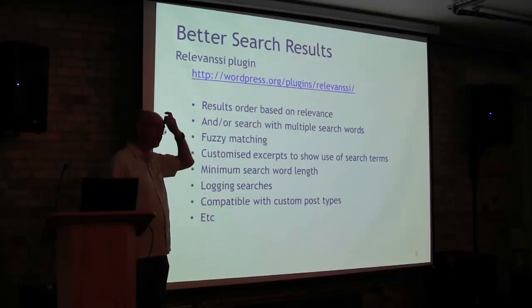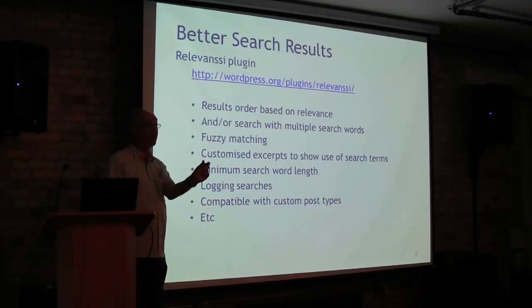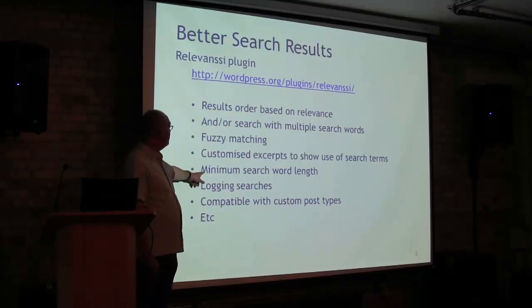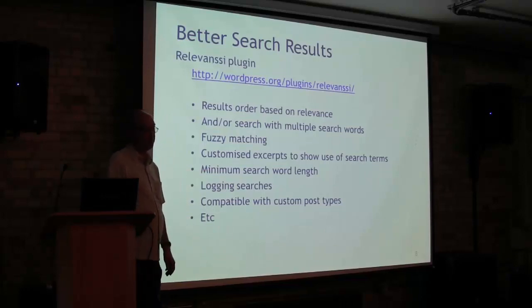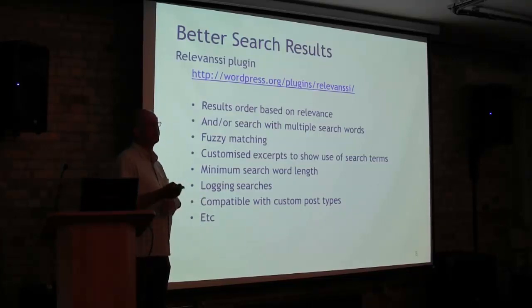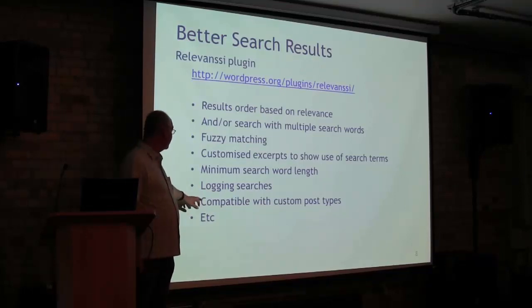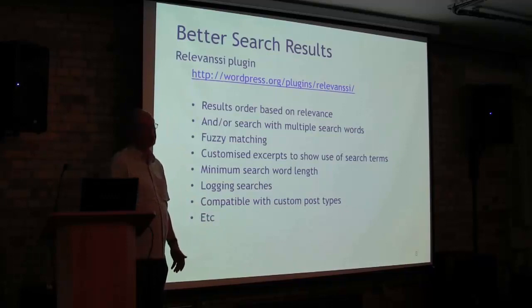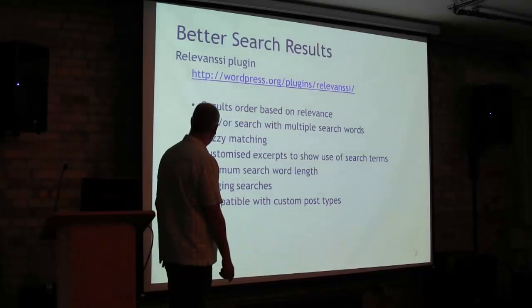I think it also has the option to actually record how many times the search term was used within that item. You can set a minimum search word length, so it blocks things like "a", "to", etc. It logs searches, so you can go and have a look and see what visitors are actually searching for on your own site. It's also, this is really useful, compatible out of the box with custom post types, and there's loads of other options as well.